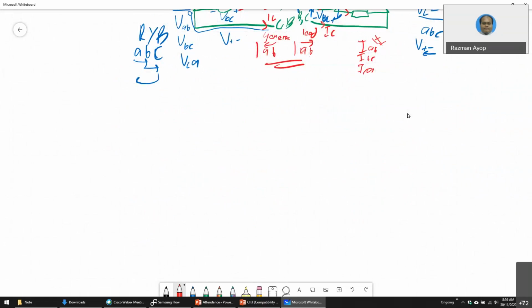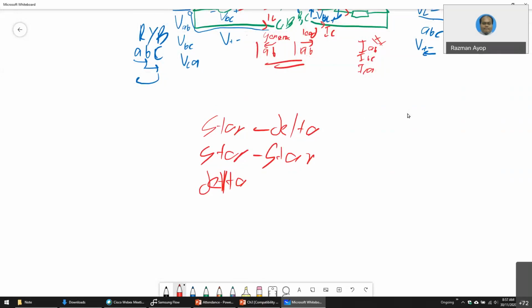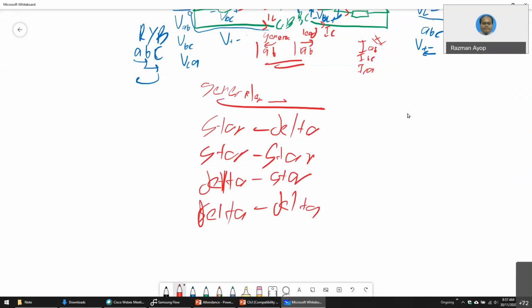They usually write like this: star, delta; star, star; delta, star; and delta, delta. This is the generator, and this one is the load. So you need to know the meaning of star star, star delta, delta star, delta delta. And for star star only, you can have a neutral wire.